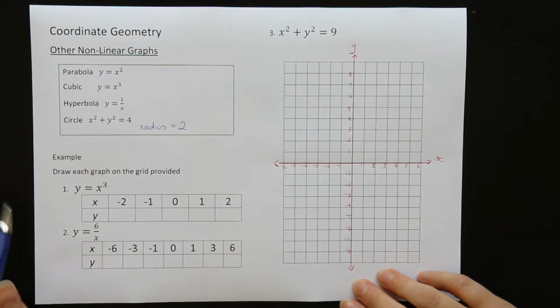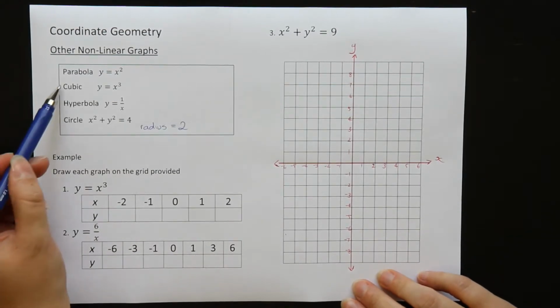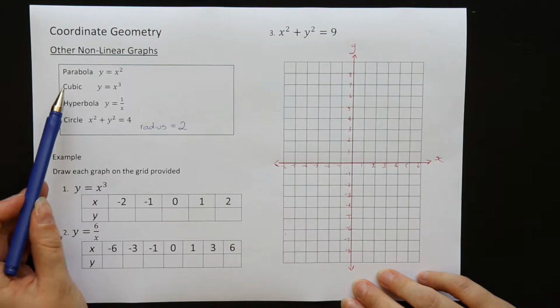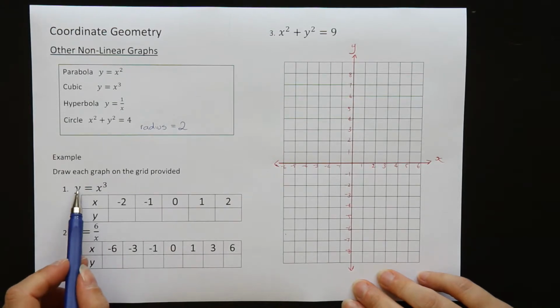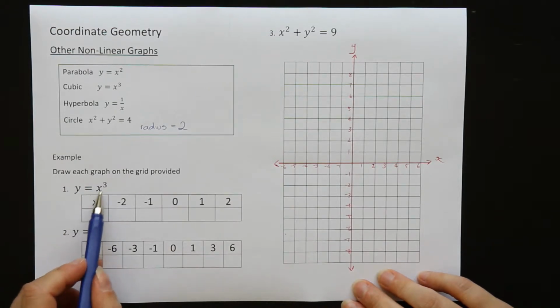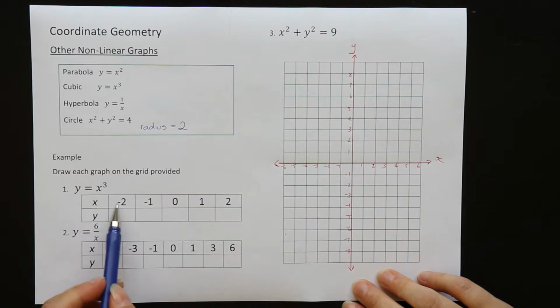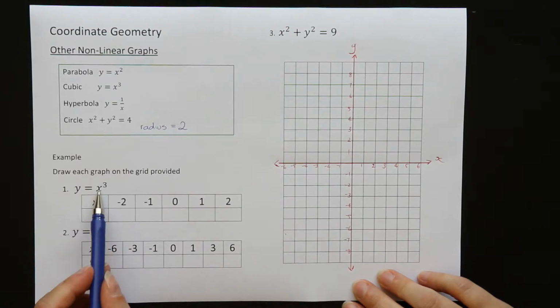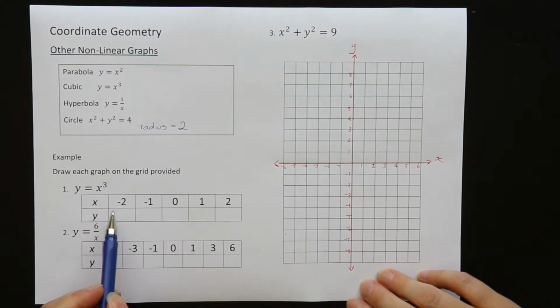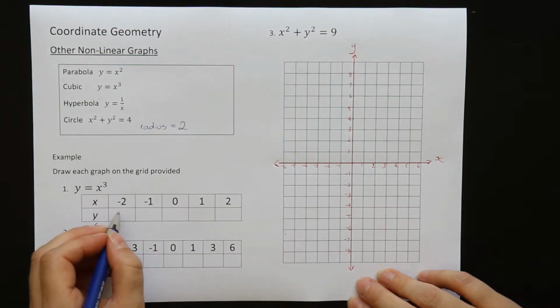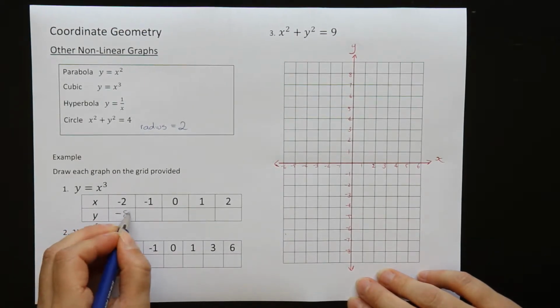Let me show you how to sketch each of these three new types, the cubic, the hyperbola, and the circle, on this graph here. So question one, we have y is equal to x cubed. That's the cubic. So we substitute negative 2 in for the x. Negative 2 cubed. Cubed means times together 3 times. So negative 2 times negative 2 times negative 2 makes a negative 8.